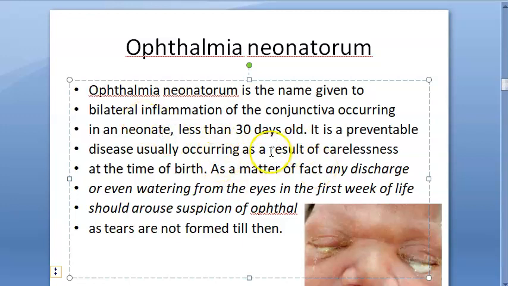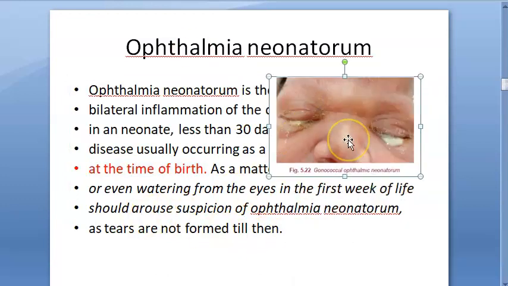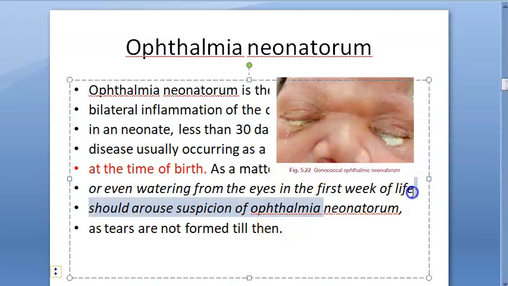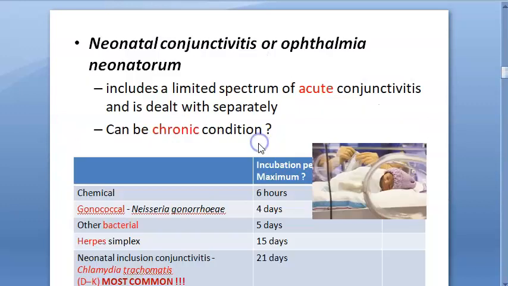So basically, they're saying it is a carelessness at the time of birth. So any discharge from a baby's eyes, a neonate's eyes, in the first week of life, you should suspect ophthalmia neonatorum, because till that stage tears are not formed. So any discharge from the eye, you have to suspect what? Ophthalmia neonatorum. So basically this can be acute or chronic, guys.